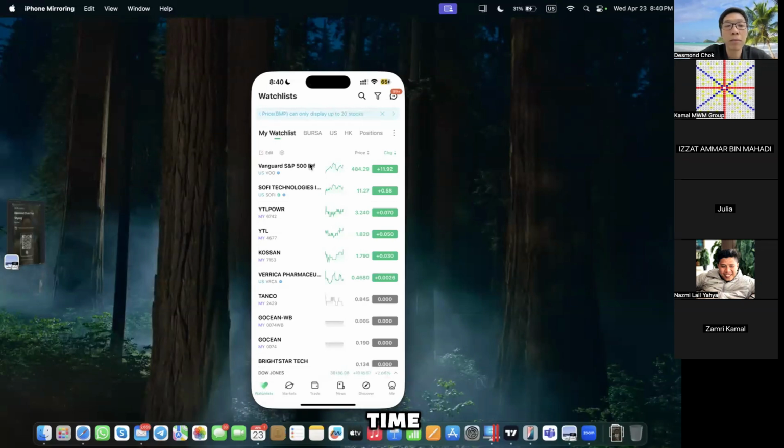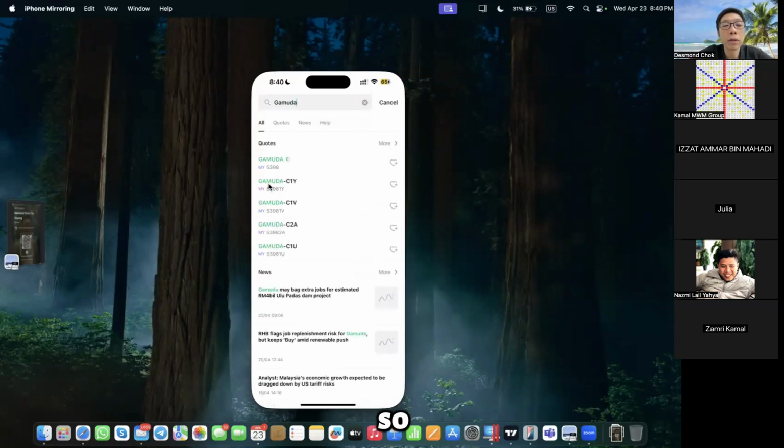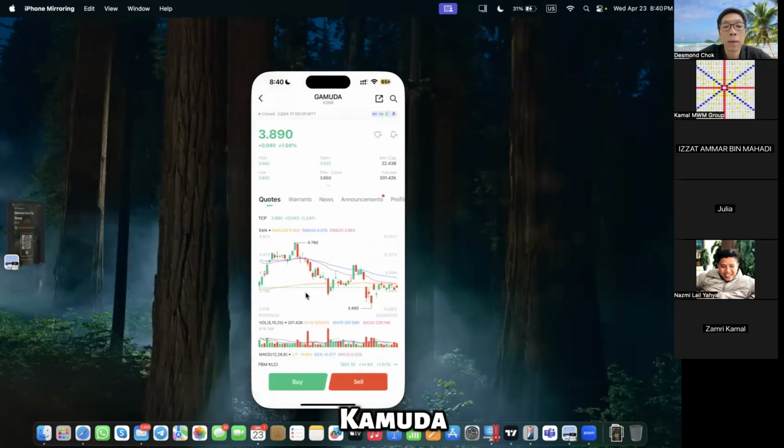If it's the first time, your watch list will be blank. So how to add to the watch list? First, you can type here and search whatever stock you want. Let's say, for example, you want Mudah. You can see Mudah. You click here, and you can see the Mudah layout. So how to add it into the watch list?